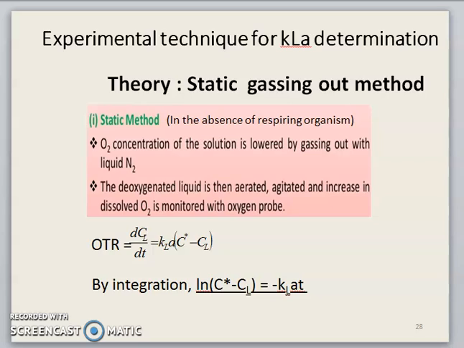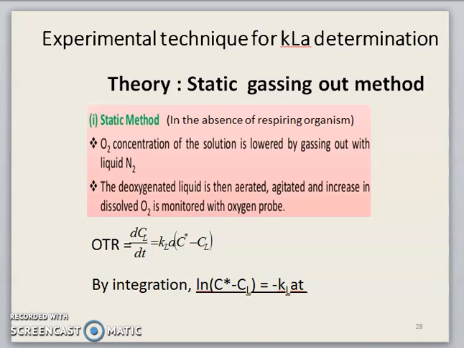In this technique, we shall employ a common equation. By integrating the equation, we'll obtain the following expression, which is ln(C star minus CL) equals minus KLA times t. Let's start with the static gassing out method.